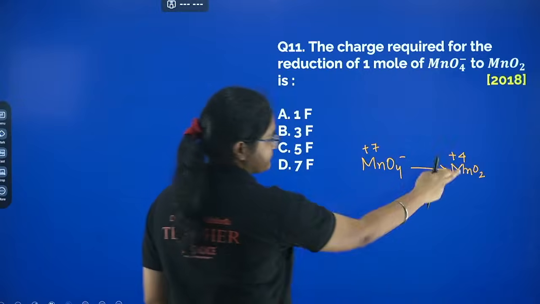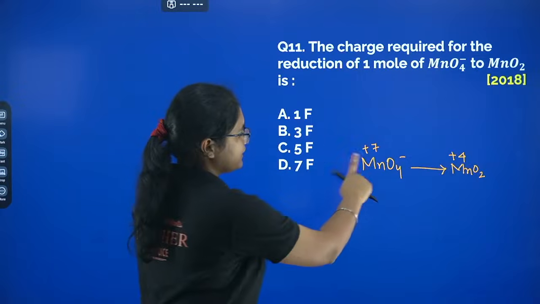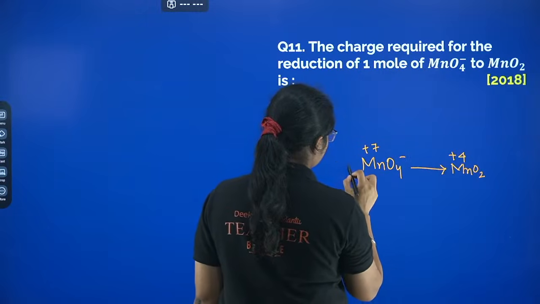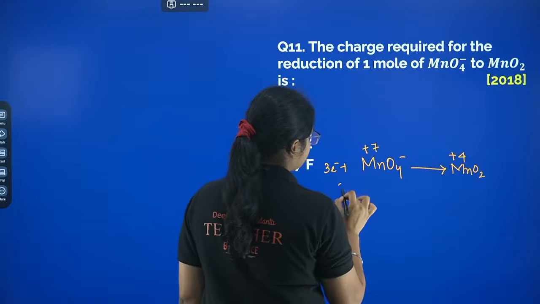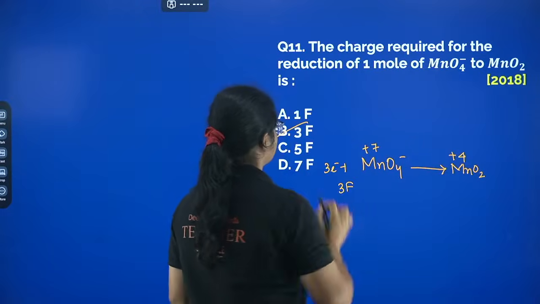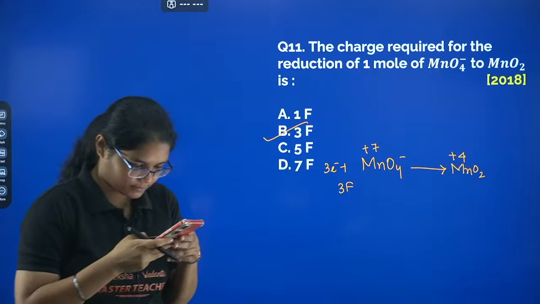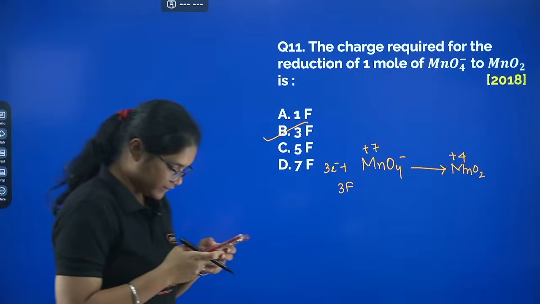Okay, so plus MnO2, yeah, plus 7 to plus 4, right? So we need 3 electrons here, right? Or 3 Faraday has to be there. So option number B. 11th is option number B. Any doubt in this question?